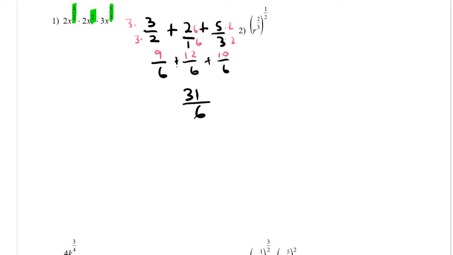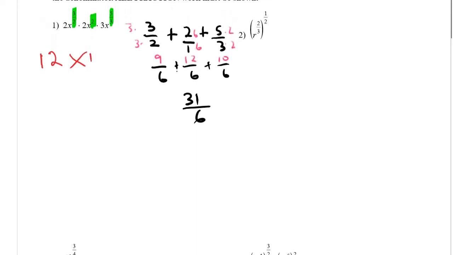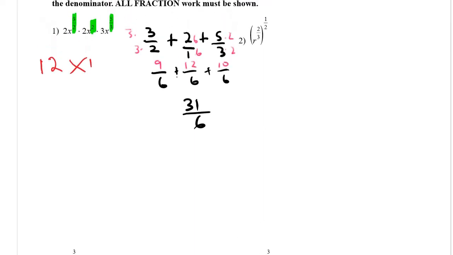So the coefficient is 12. Let's write it separately. So we have 12 as a coefficient, and the exponent is x to the power of 31 over 6. Let's put it together: 12 x to the power of 31 over 6. That is how you simplify that into one base. Okay, so that's the first example.